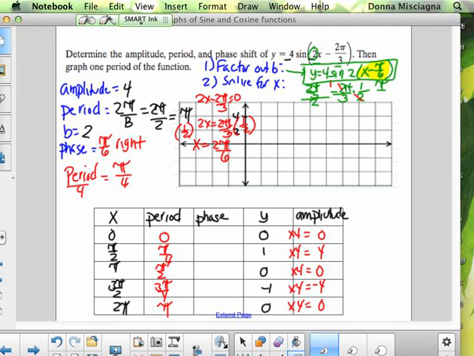So if you're doing it on a giant whiteboard and you have to look way up to see your numbers, it's not a bad idea to do it twice, because if you make a mistake on one, chances are you won't make the same mistake the other time. All right, pi thirds. We're factoring out a 2, so I would divide 2 pi thirds by 2, not by 4. But either way, my phase shift is the same, pi thirds to the right.